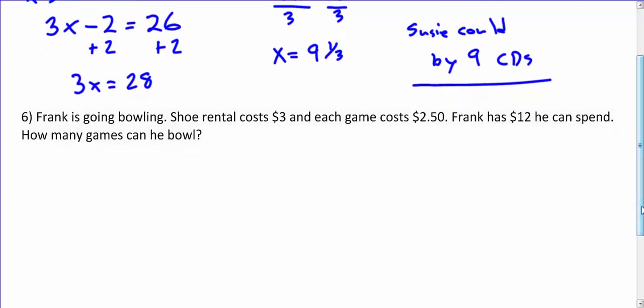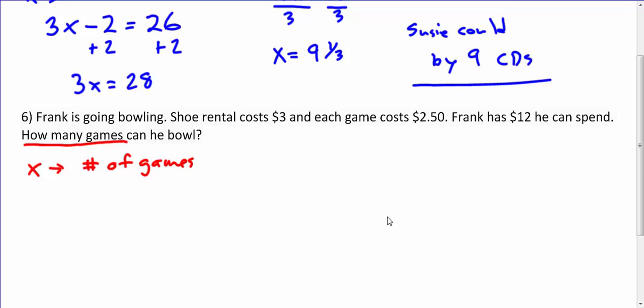All right, here we go. Frank is going bowling. Shoe rentals, $3, and each game is $2.50. Frank has $12. How many games can he bowl? Right there, that question is telling you the variable again. So again, I'll stick with the variable x. It's a simple one to use, and it represents the number of games that he's going to bowl.